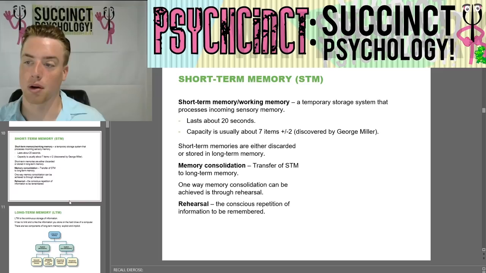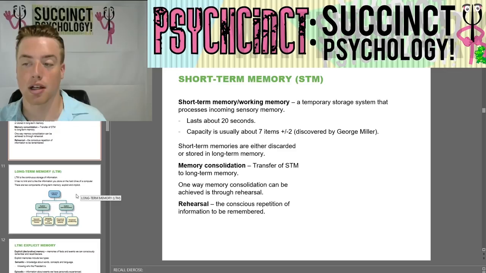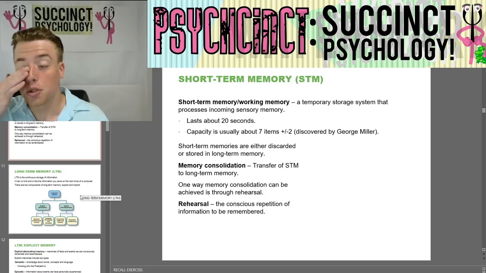So, short-term memory, or STM, is a temporary storage system that processes incoming sensory memory. It lasts about 20 seconds, and capacity is usually about 7 items, plus or minus 2, as was discovered by George Miller. So, short-term memories are either discarded or stored in long-term memory.